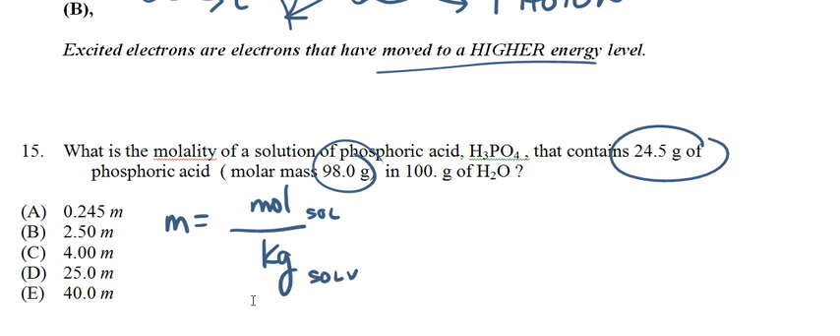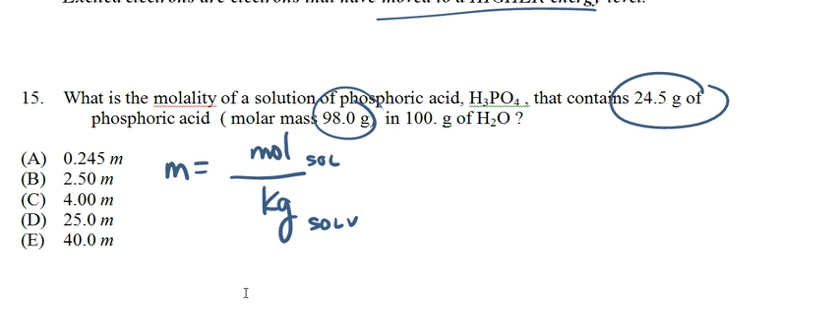Okay, so if we have 24.5 grams of it, and the molar mass is 98, that means that we have about 1/4 of a mole. Approximately, not exactly, or actually we do have exactly 1/4.